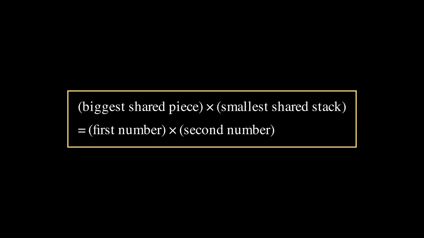So the biggest shared piece multiplied by the smallest shared stack always lands exactly on the two original numbers multiplied together. A handy shortcut once you already know one of the two.